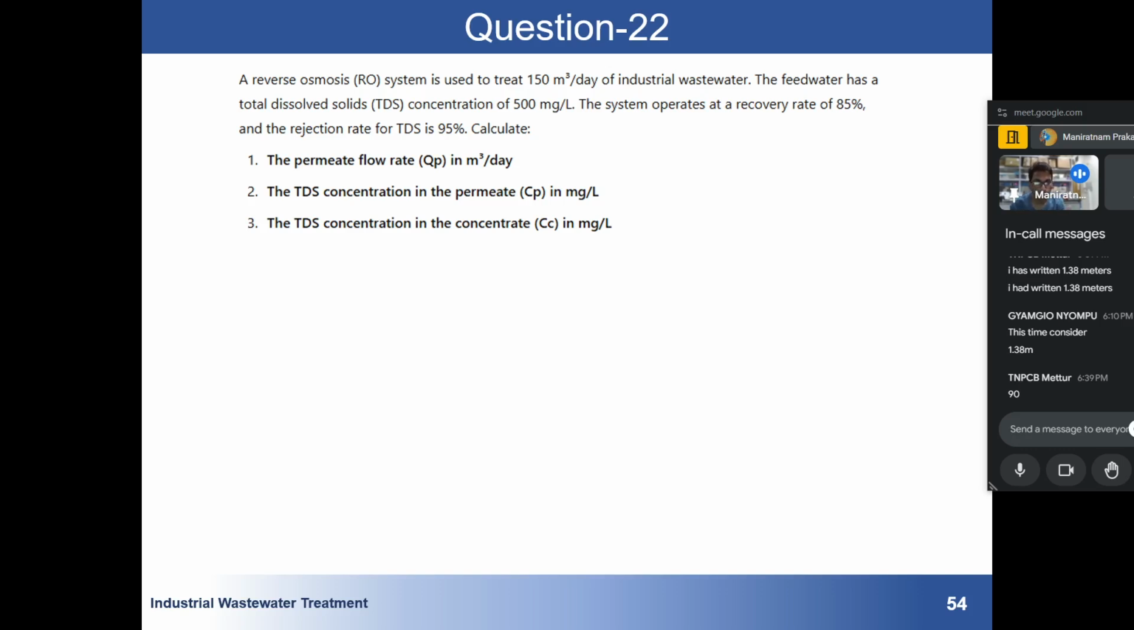What I'm doing here is kind of recapping things. I'm not sharing any new things.